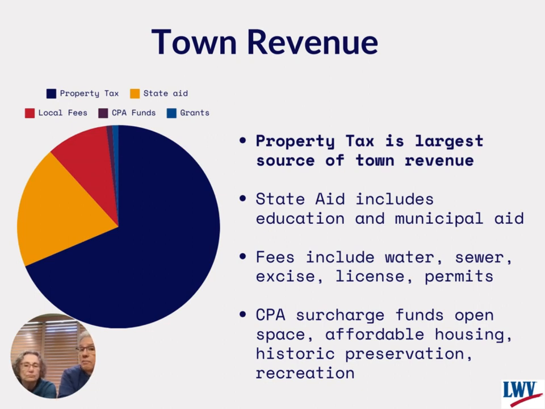So, where do towns get the money to pay for these expenses? So towns do get some aid from the state. Some of that aid is earmarked for specific uses like education, and some of the aid is unrestricted. Towns also assess fees for some services, and many towns levy a Community Preservation Act, or CPA, surcharge for open space, affordable housing, and recreation. But property tax is the largest source of revenue for a town, and that's why we're going to do a deep dive into how a town's property tax is determined.